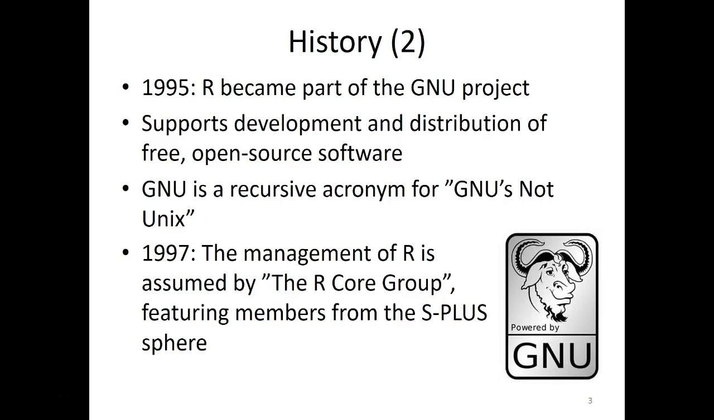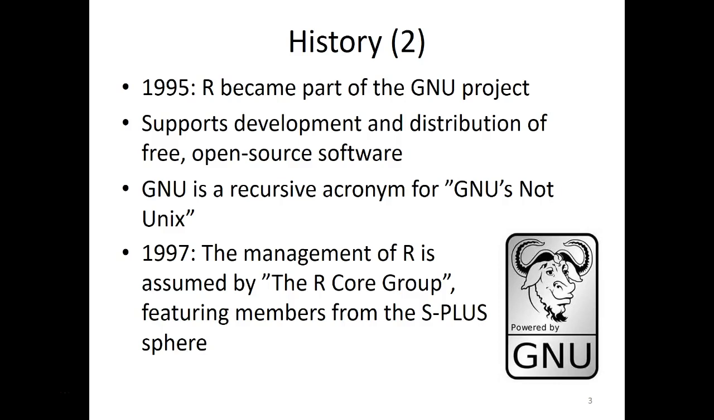In 1995, R became integrated into the GNU project, and GNU is a project that supports development and distribution of free open source software, which R is. It's also a recursive acronym for GNU's not Unix, which might seem a bit childish. But that's the way it is.